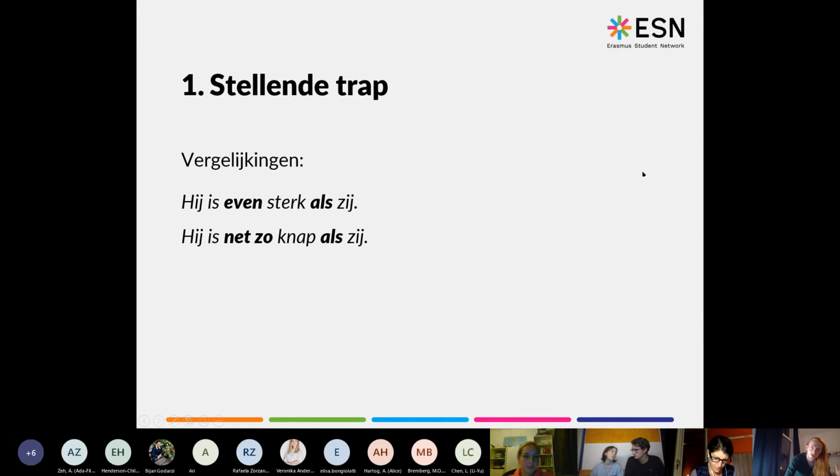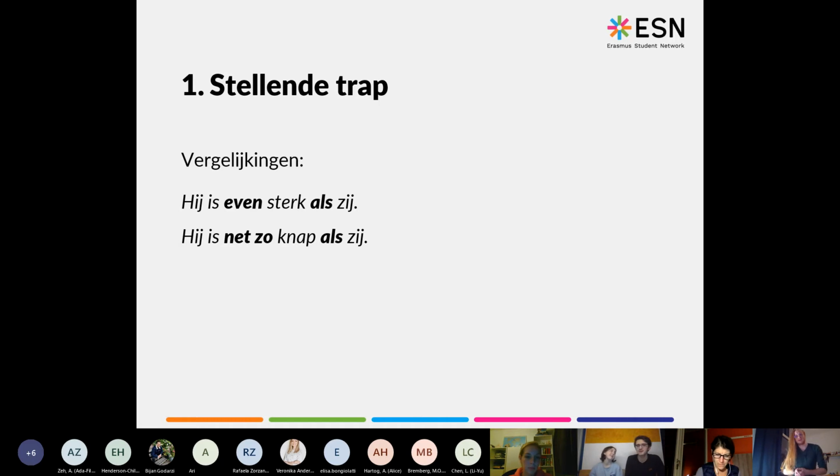This is important because we're going to compare things with each other, comparatives. And if you want to make an argument, it's useful to know this. If you want to compare things and say they are the same in quality, you can say that in two ways. You can say, hij is even sterk als zij. And so even and als. So he is just as strong as she is.